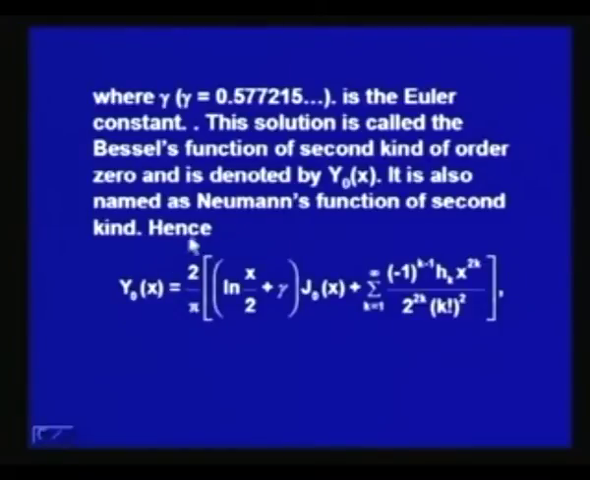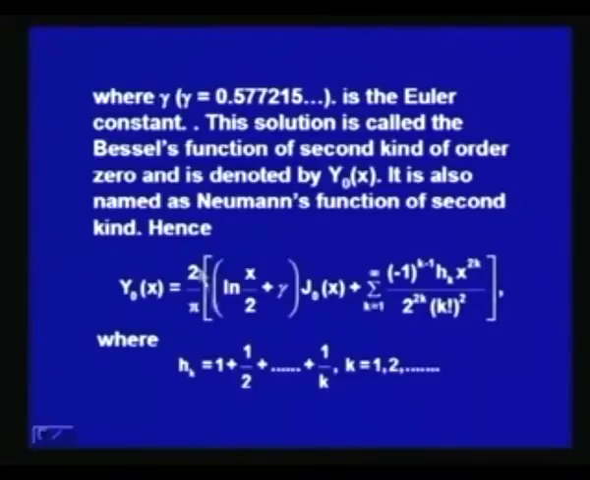So, with this as the second solution, Y0(x) will then assume the form 2 over pi ln x by 2 plus gamma into J0(x) plus sigma k equal to 1 to infinity minus 1 to the power k minus 1 over 2 to the power 2k k factorial squared h k x to the power 2k, where we have substituted the value of y2(x), and as we have seen above, y2 star x becomes Y0(x). So, here h k denotes 1 plus 1 by 2 plus and so on 1 by k, where k takes values 1, 2, 3 and so on.